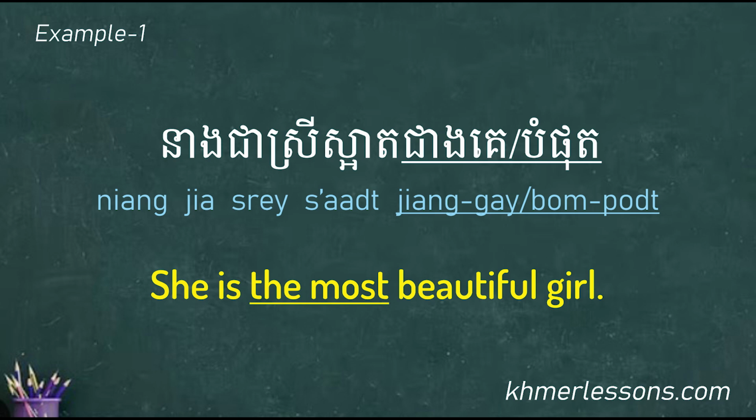So នាង is she, or you can say គាត់, and ជា is to be, is. ស្រី is girl, ស្អាត is beautiful, and beautiful girl in Khmer you say ស្រីស្អាត. And then you use the word the most after beautiful girl, ជាងគេ or បំផុត. Now let's say it again. នាងជាស្រីស្អាតជាងគេ, នាងជាស្រីស្អាតបំផុត.